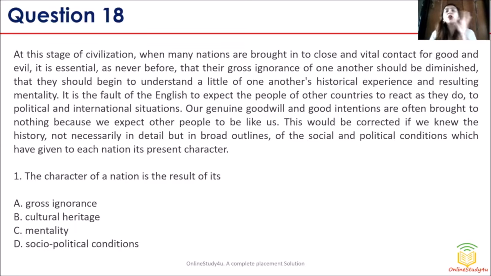Now, if you realize this is a very long sentence at once, so what we try and do is we break it, okay? At this stage of civilization, when many nations are brought in close and vital contact for good and evil, which means a lot of nations are in touch with each other, both for the good and evil, what is essential? That their gross ignorance of one another should be diminished. Like these countries should not be ignorant of one another. They should begin to understand a little of another's historical experience and resulting mentality. So they should start taking interest in understanding the country's history and whatever is the resulting mentality because of that history. That Indians are this way, maybe because of this. Americans are this way, maybe because of this.